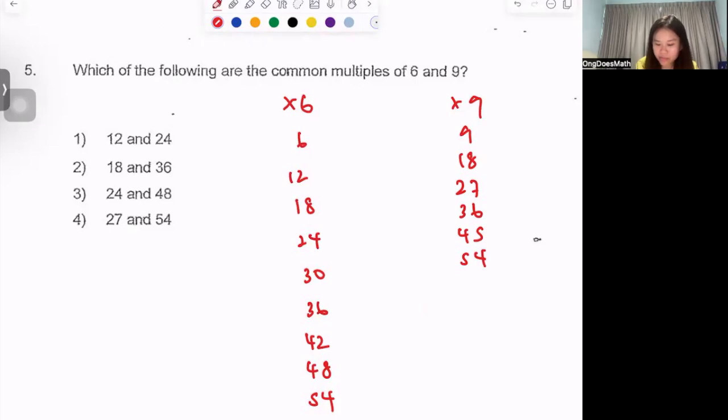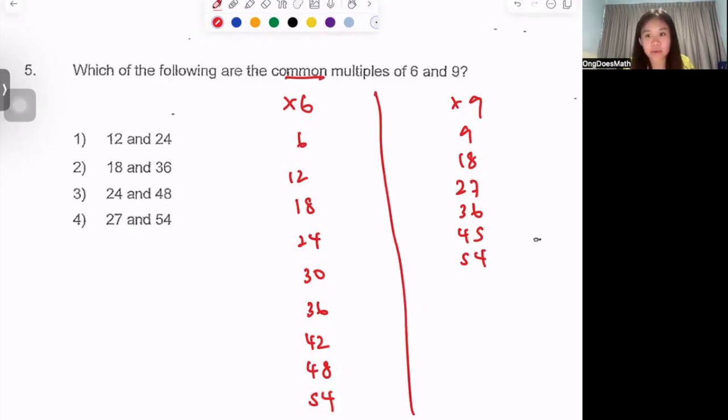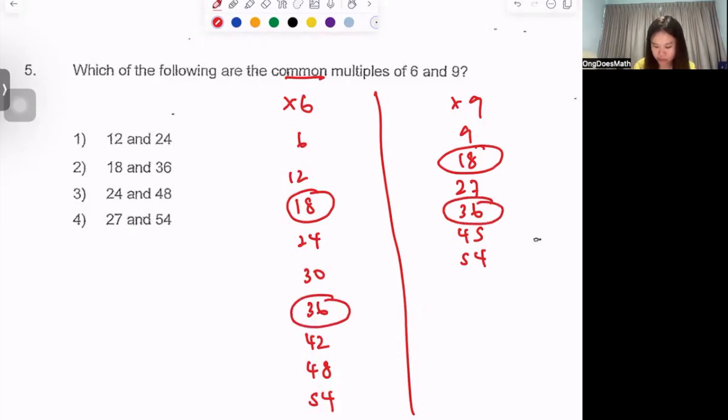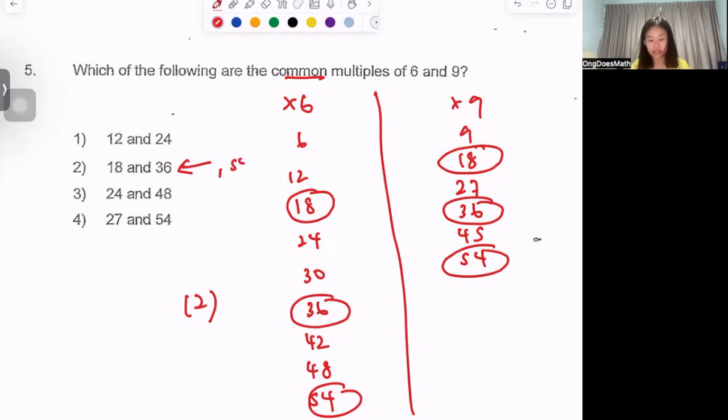So common means that it must appear on the 6 multiplication table and the 9 multiplication table. So we just scan through. You'll see 18 appears on both sides. You'll see 36 appears on both sides, and 54 also appears on both sides. Which means the only answer will be this guy over here, 18 and 36. Of course, if there's an option that says 18, 36, and 54, then it will be even more accurate.